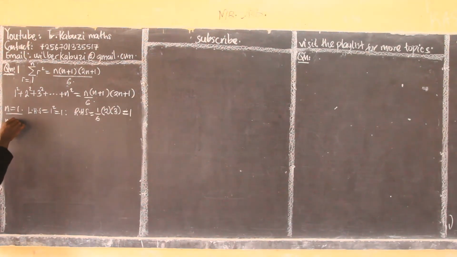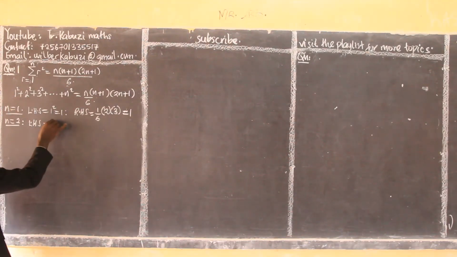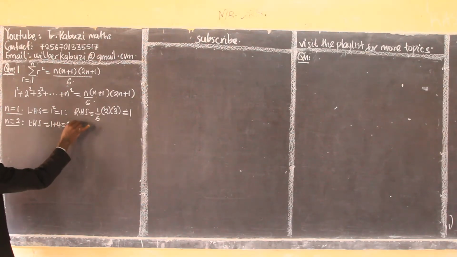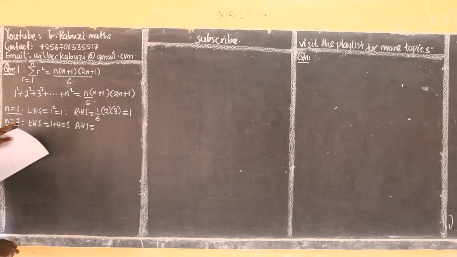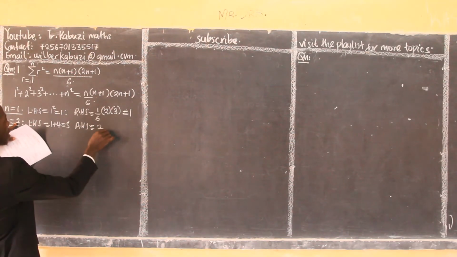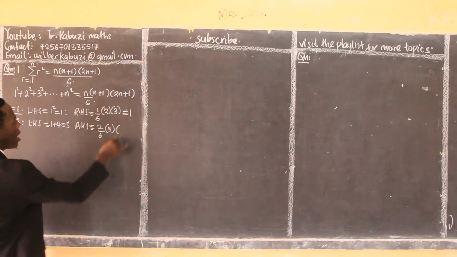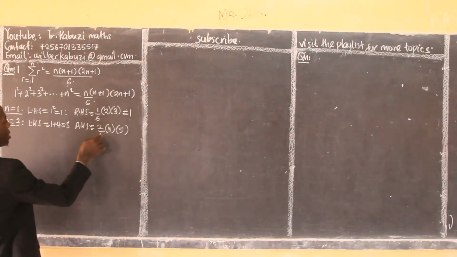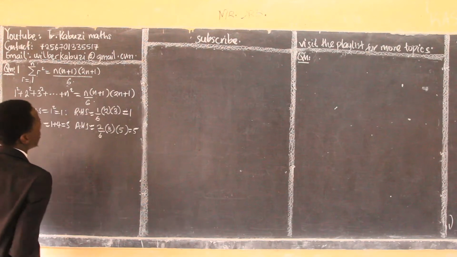We can even try for n equals to 2. Our left hand side, we are taking now the first 2 terms, which will be 1 plus 4, which is 5. On our right hand side, we have now, where there is n, we are putting 2. Into now a 5. This is 6 divided by 6, which is 1, times 5 is also equal to 5.